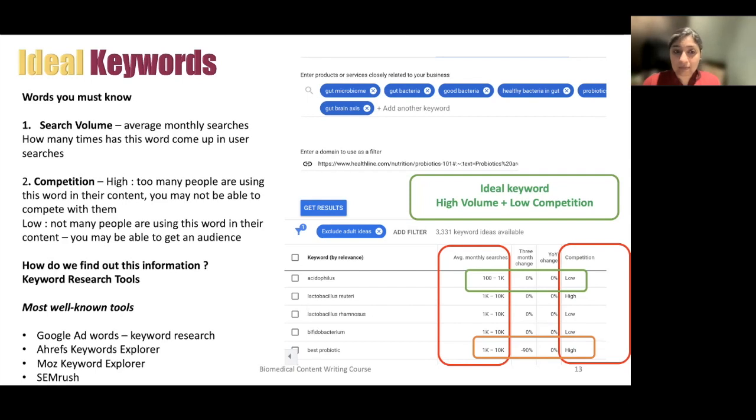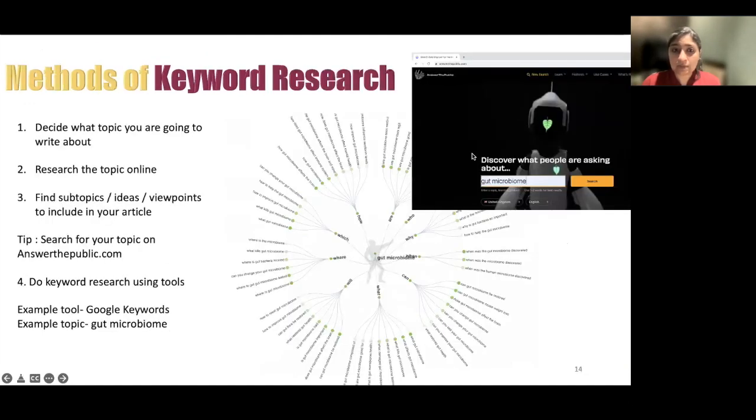Now, how do we find out this information? This is where you need keyword research tools. The most popular tools right now are Google AdWords, Ahrefs, Moz, and SEMrush. They have both free and paid versions. The Google AdWords keyword research tool is free for now, so that is the one we're going to use in this. It's also the most user-friendly. Now, whatever keyword research tool you use, it would open up somewhere like this. You would have similar text boxes.